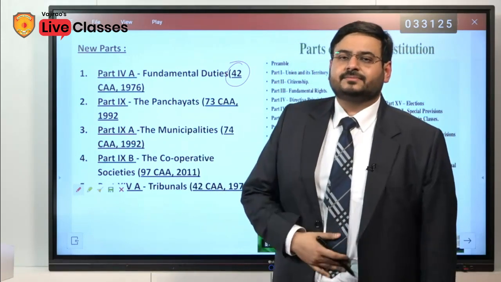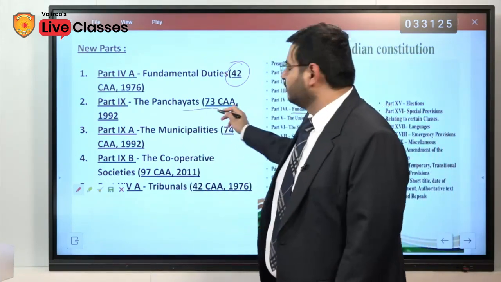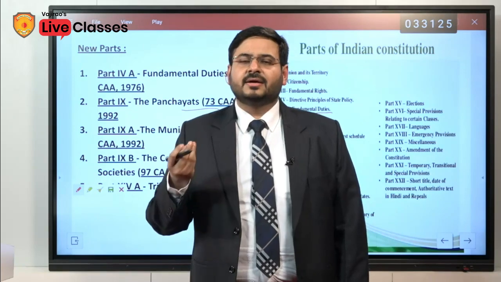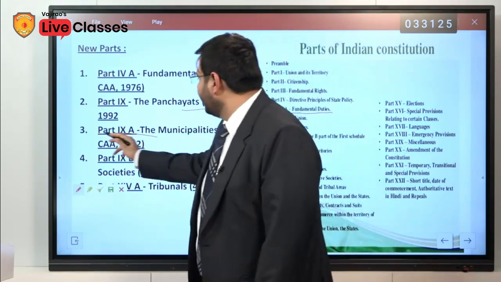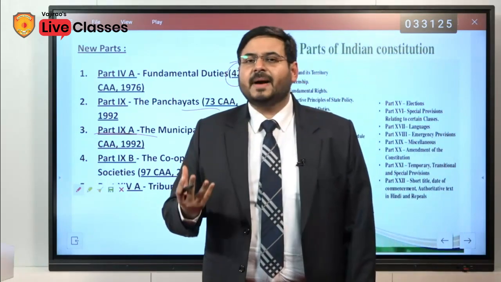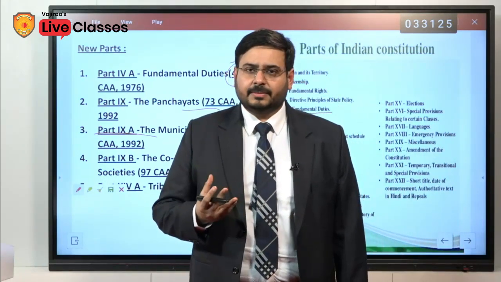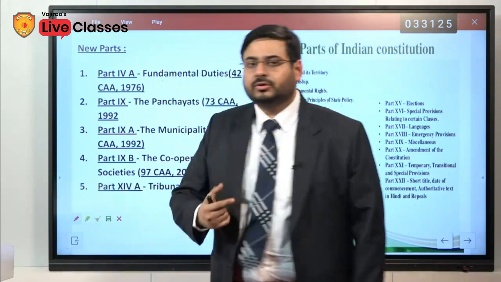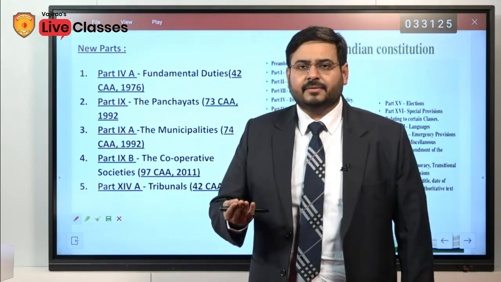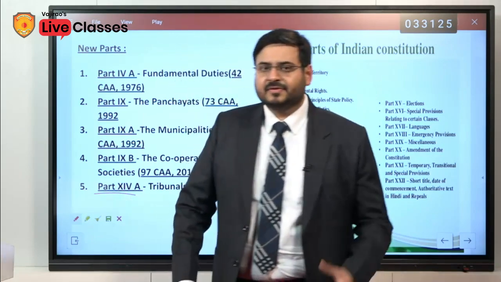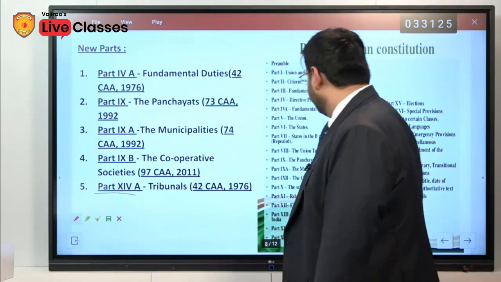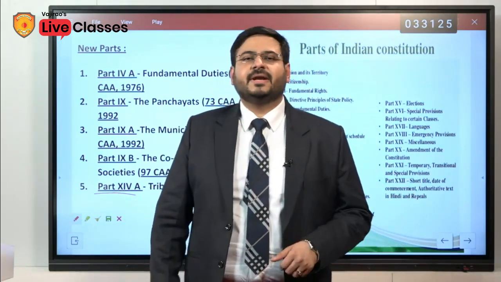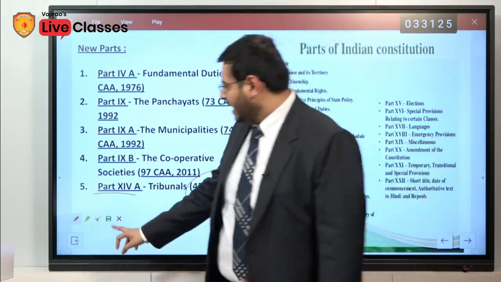The second is Part 9. Part 9 was added as the panchayats. It was added through the 73rd Constitutional Amendment Act 1992. Then there was Part 9A, municipality. Municipality was added through the 74th Constitutional Amendment Act 1992. Then there was Part 9B. It was added through the 97th Constitutional Amendment Act 2011. And then there was Part 14A, which was added as tribunals through the 42nd Constitutional Amendment Act 1976. These are the parts that have been added, and these are the amendments through which they were added.